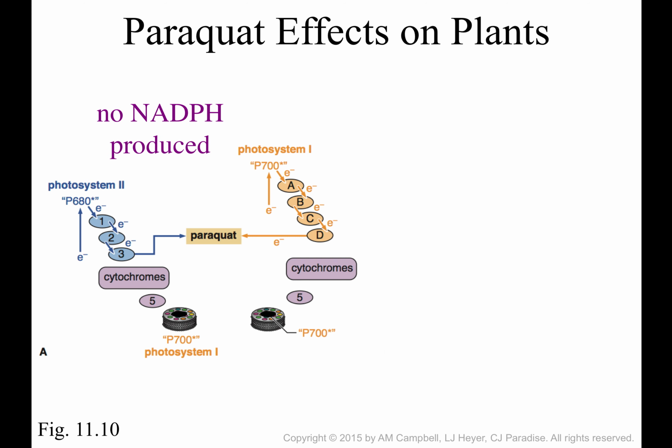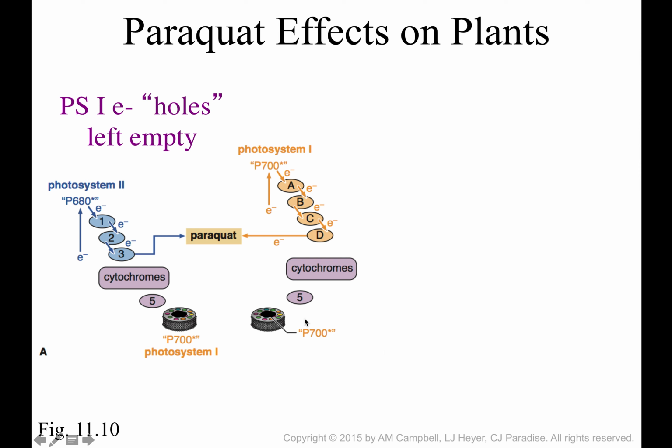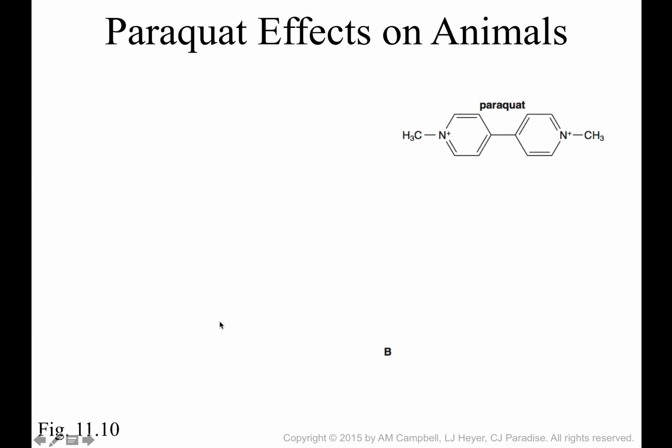Plants have reduced ATP production. They don't get any NADPH produced as the terminal electron acceptor in photosynthesis. The PS1 holes that are filled from PS2 are left empty, and that kills the plant.